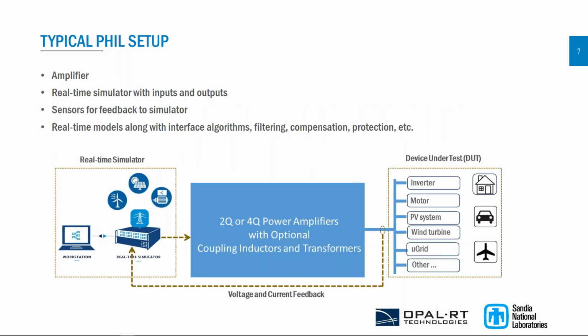In a typical PHIL setup, you have an amplifier, and you have the real-time simulator with inputs and outputs, as shown in this figure. You also have the sensors to feed back to the simulator. But the most important part, which sometimes people forget, is that you also need to have the real-time models along with some interface algorithms, some filtering, some compensation, protection, etc.